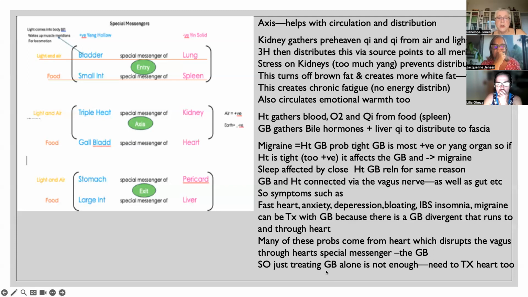So just treating the gallbladder alone is not enough. You need to treat the heart as well. If you've got a gallbladder problem, you should look at the heart as well. That's a practical treatment application.